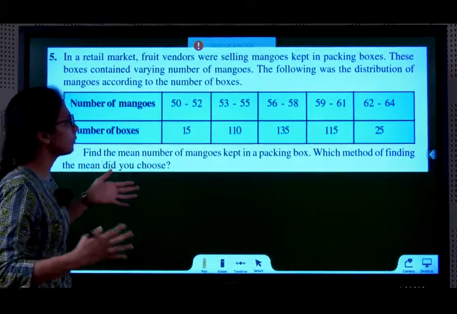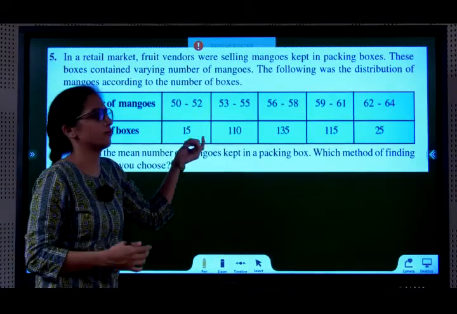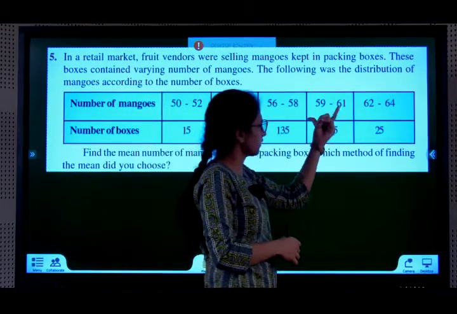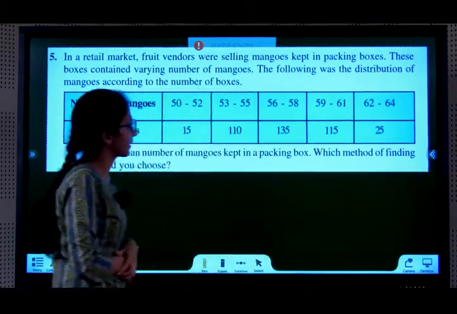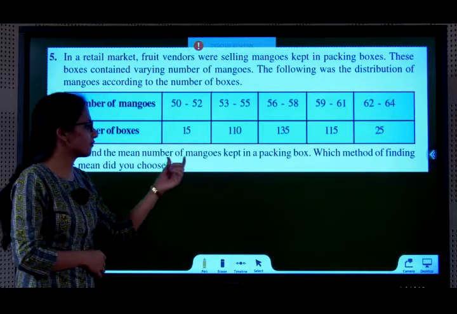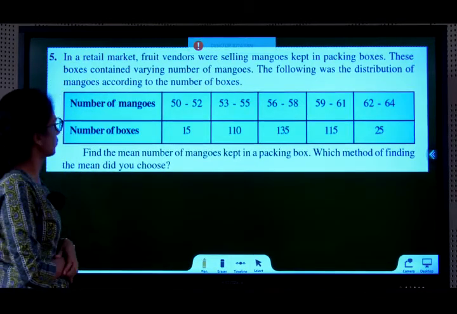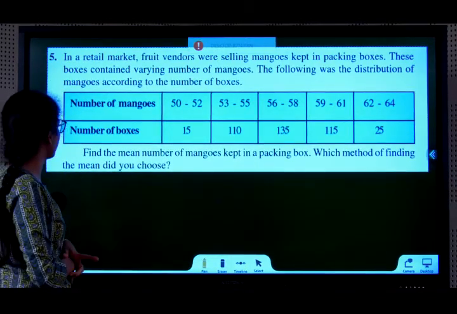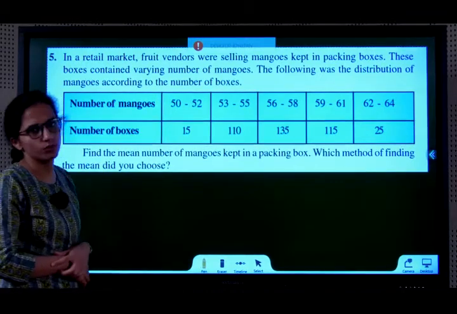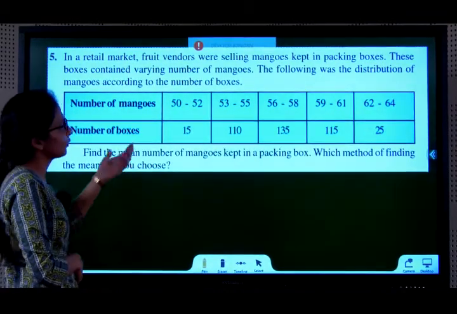So how many boxes had 50 to 52 mangoes? 15 boxes. How many boxes had 59 to 61 mangoes? 115 boxes, something like that. So find the mean number of mangoes kept in a packaging box. What method of finding the mean did you choose? So what will you do here?